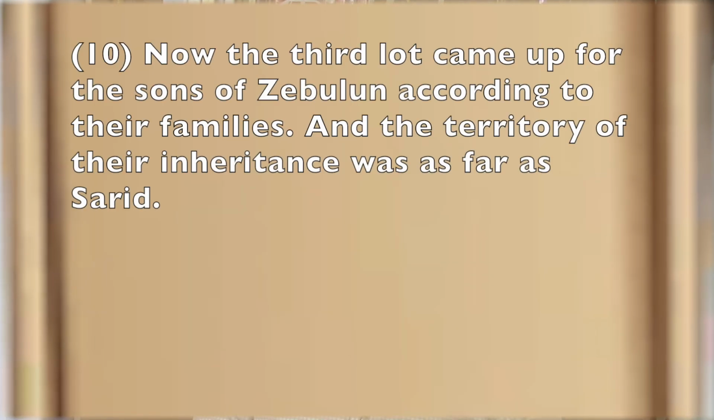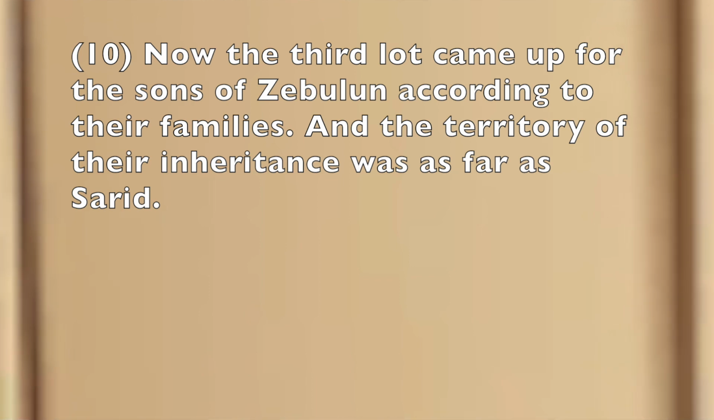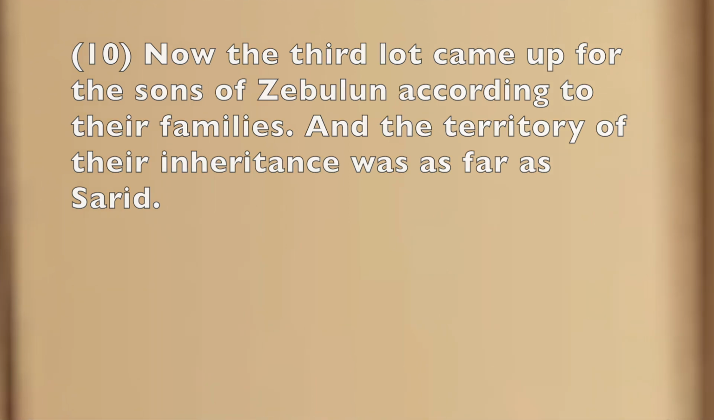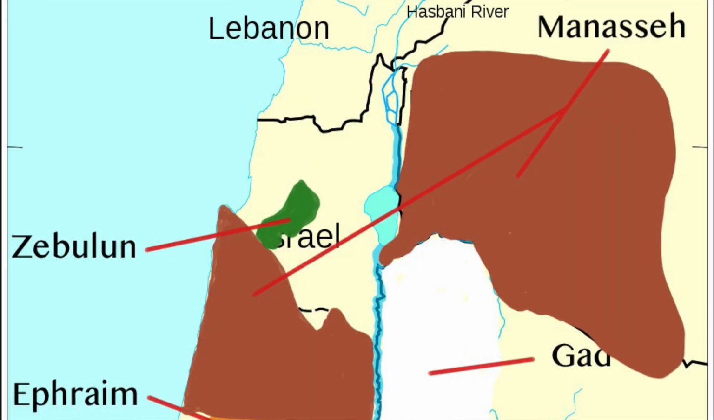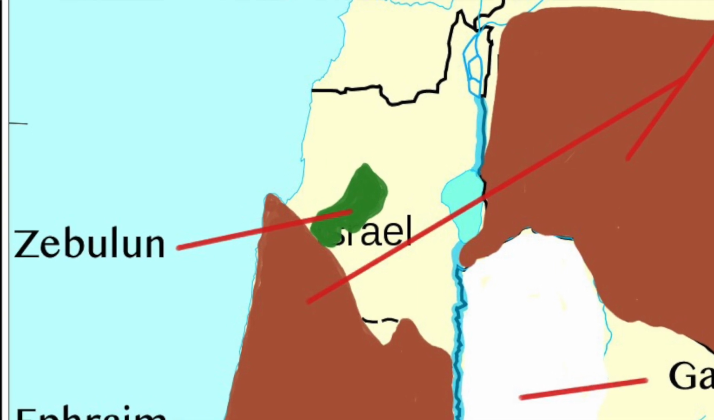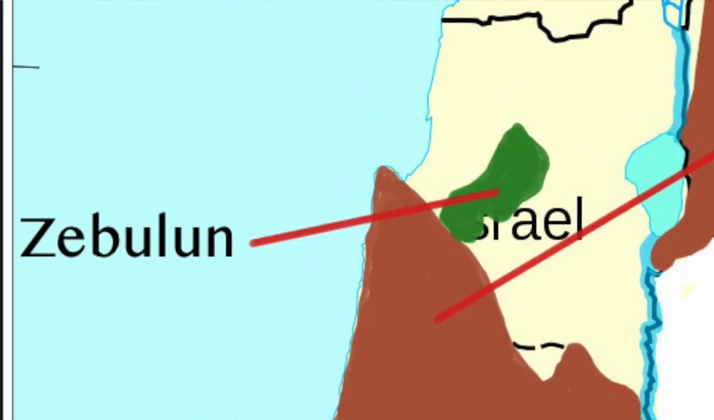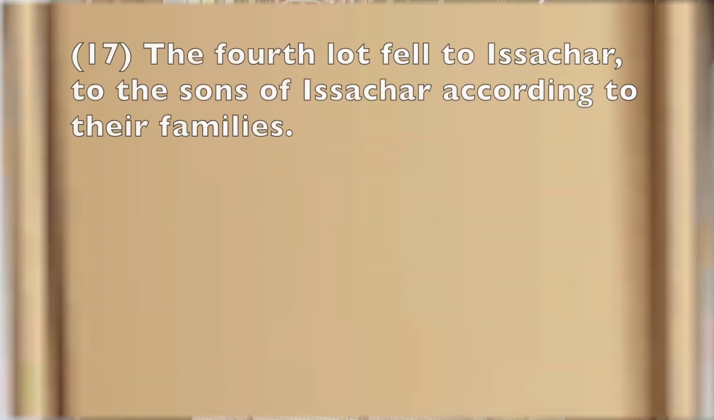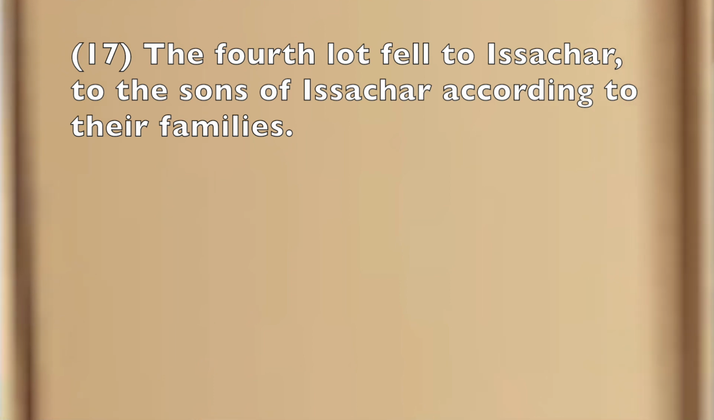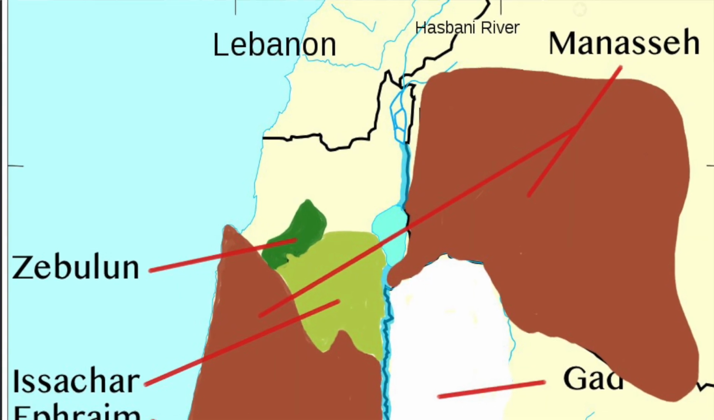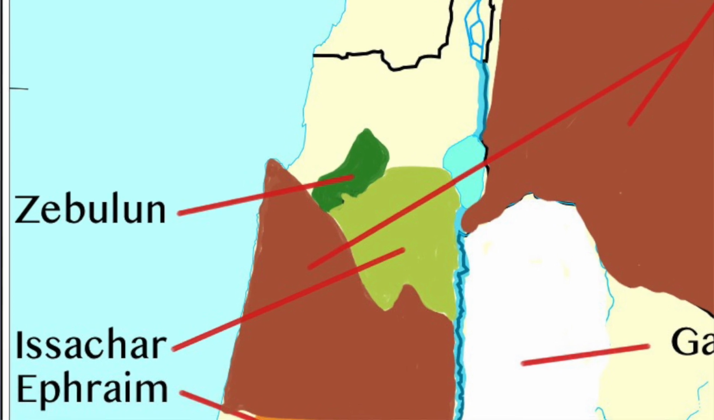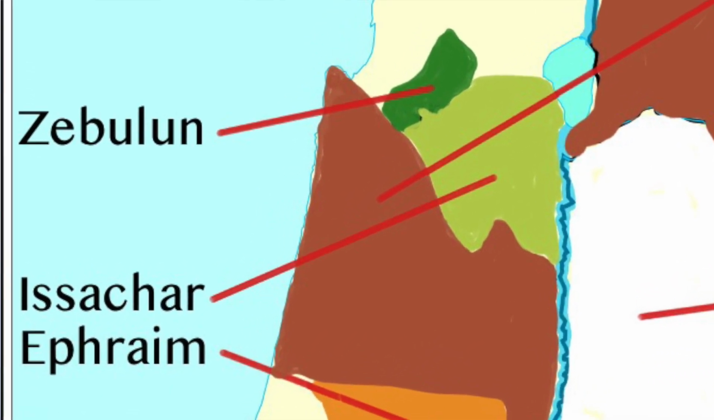Then we come to verse 10, and it says, the third lot came up for the sons of Zebulun according to their families, and the territory of their inheritance was as far as Sarid. And then verses 10 through 16 describe the boundaries of their property, and I've included that on a rough diagram for you. Then we jump to verse 17, and it says, the fourth lot fell to Issachar, to the sons of Issachar according to their families. And then verse 17 through 23 describes the boundaries of their land. And again, another chart for you to take a look at.